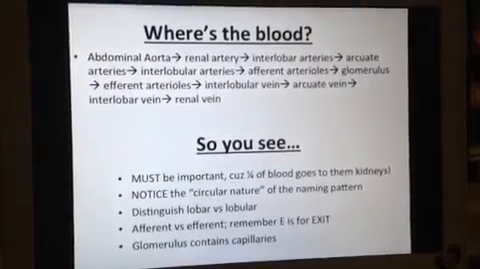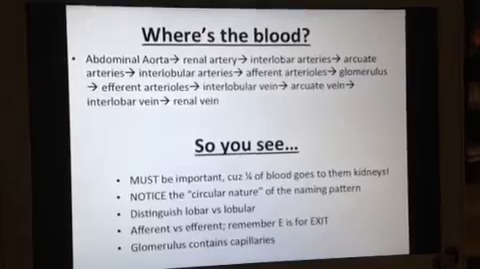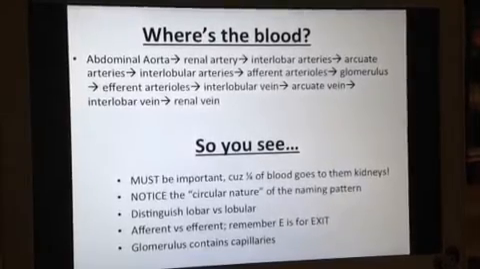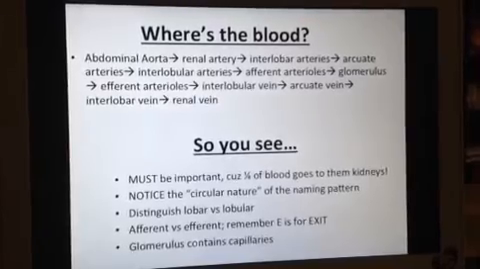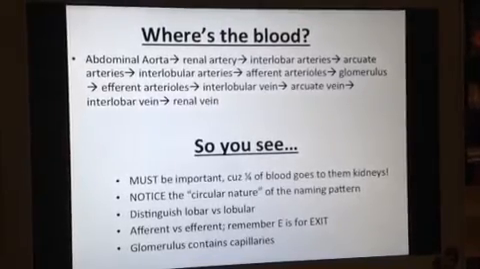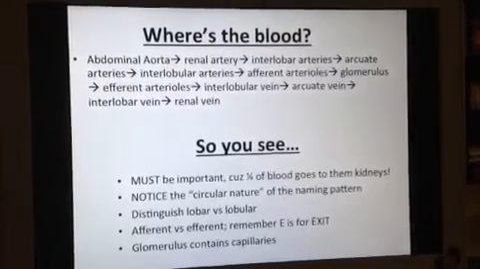So it must be important, right? Because about 25% of your blood goes straight to the kidneys during every cardiac cycle. So every time your heart beats and you pump blood, about a quarter of that blood goes into your kidneys.